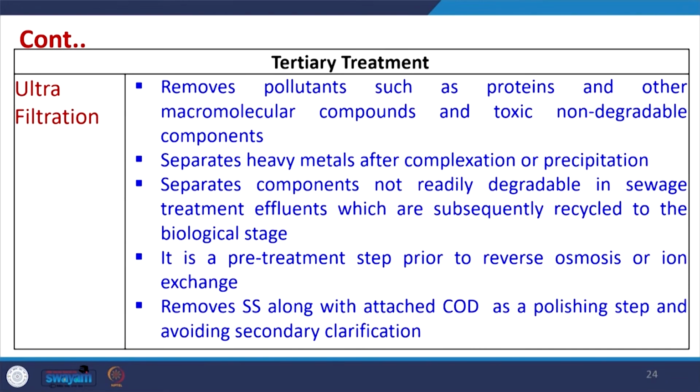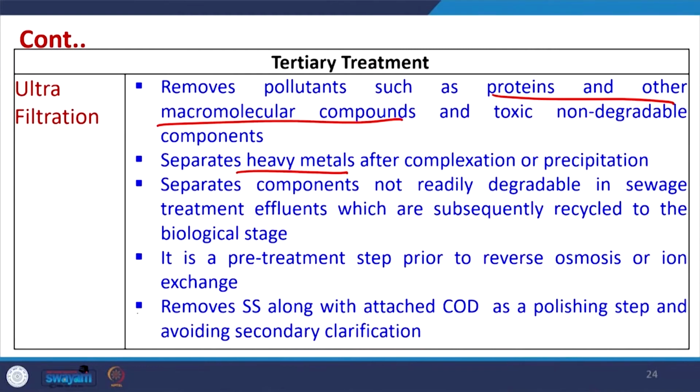Then ultrafiltration. So, all these are membrane based technologies: microfiltration, ultrafiltration, nanofiltration and RO. So, they remove pollutants such as proteins and other macromolecular compounds and toxic non degradable compounds. They can separate heavy metals also after complexation or precipitation, and this ultrafiltration technique can be used as a pre-treatment step also before RO. So, this we have seen in one of the case studies.